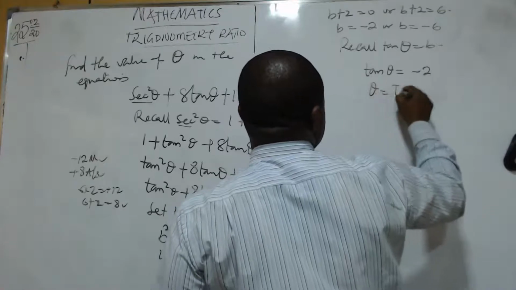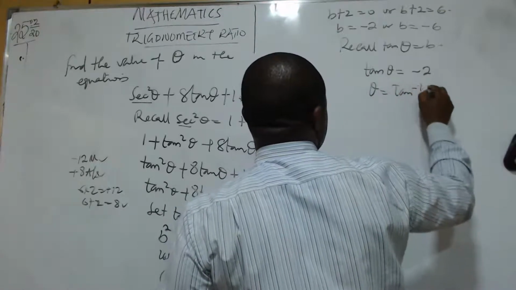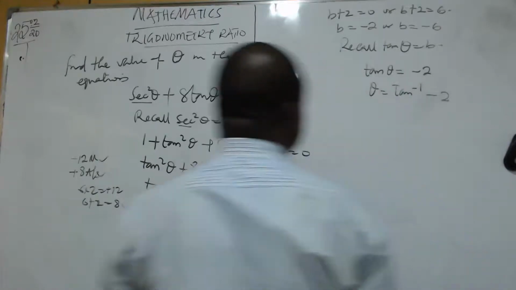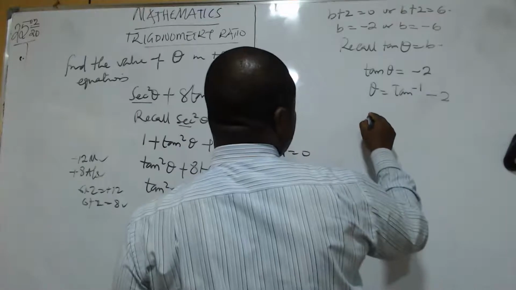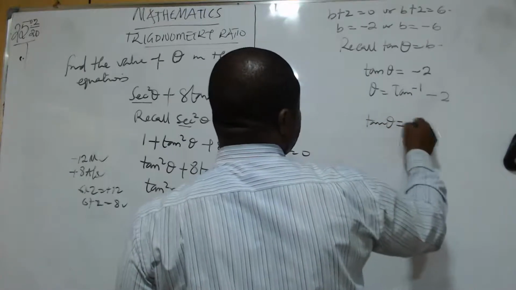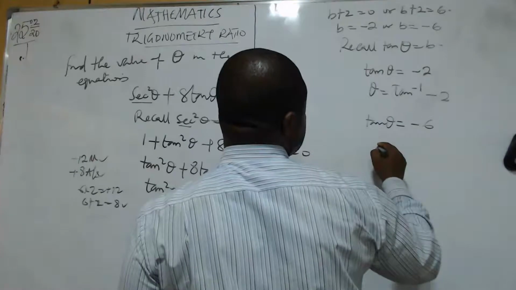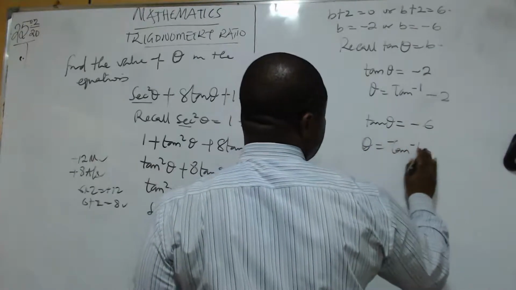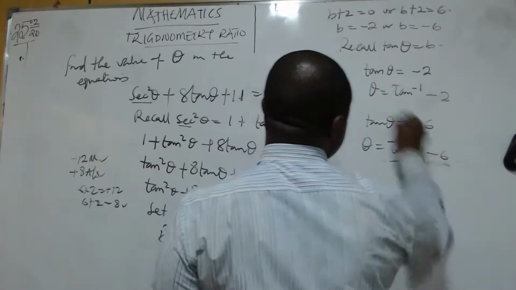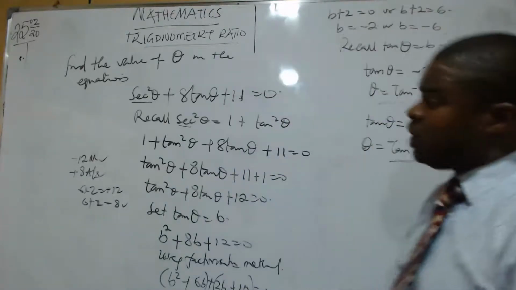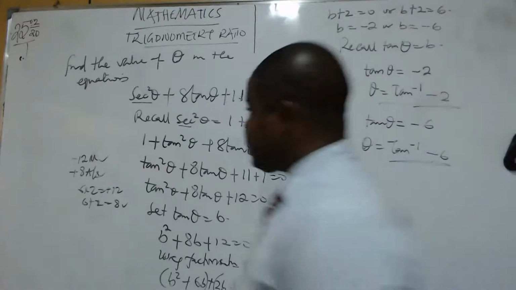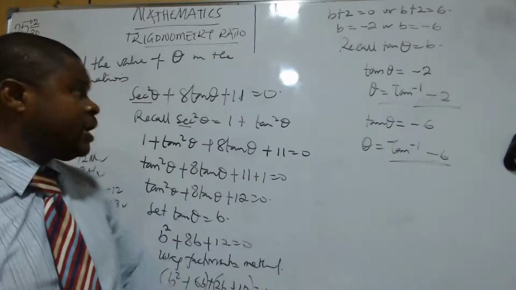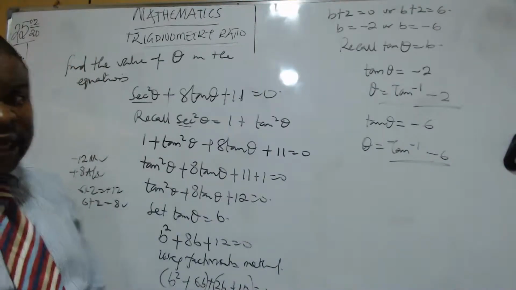So theta now becomes tan inverse of minus 2. Then the second one, we're going to have tan theta equals minus 6, then theta equals tan inverse of minus 6. So these will be the values of theta. So that is what you are expected to do. Right?